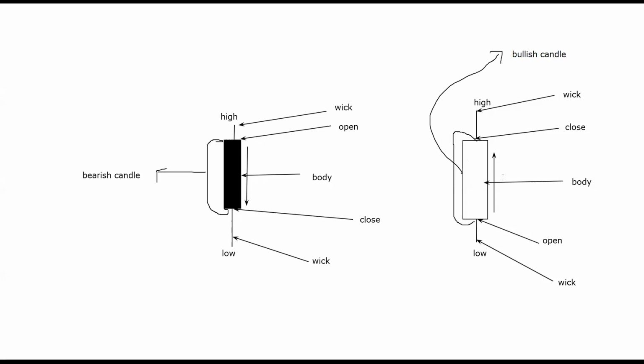Now, the property of a bullish candle is when price opens at a low and closes at a high. Simple as that. Okay, price opens at a low, closes at a high. The properties of a bearish candle is when price opens at a high, closes at a low. These are the properties of bullish and bearish candles.